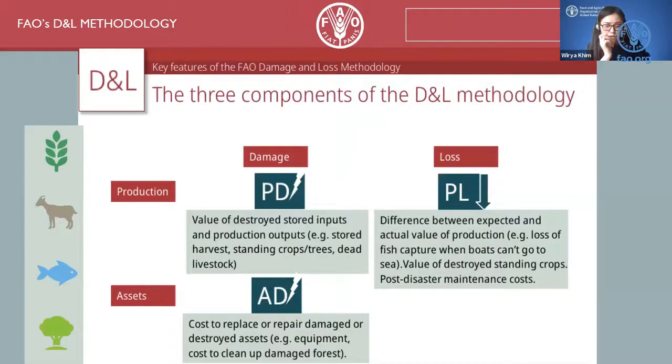In this slide, you see that the three components of the FAO damage and loss methodology are presented in a matrix table. They are production damage, production loss, and asset damage. Starting with the terminology, we define damage as the replacement or repair cost of totally or partially destroyed physical assets and stocks in the disaster-affected areas. Loss refers to the changes in economic flows arising from disasters, that is the declines in outputs in crops, livestock, forestry, fishery, and aquaculture. As you can see on this slide, production damage is the value of destroyed stored inputs and production outputs. Production loss is the difference between expected and actual value of production. And asset damage is the cost to repair or replace damaged or destroyed assets.